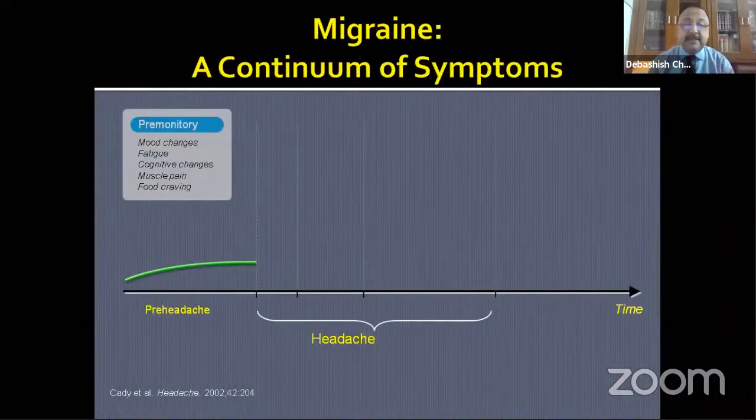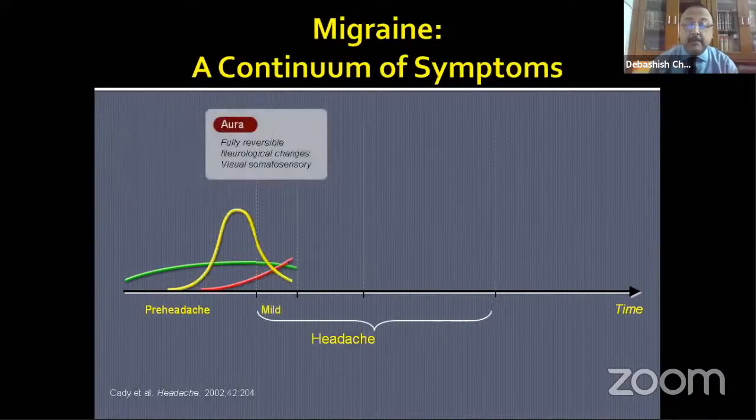You have a pre-headache phase, which is called premonitory symptoms. You have mood changes, fatigue, cognitive changes, muscle pain, food craving. And then in about 30% of patients, 25 to 30%, in India it is less, about 10 to 15% of patients, you will have fully reversible neurological changes, visual, somatosensory, which is called aura.